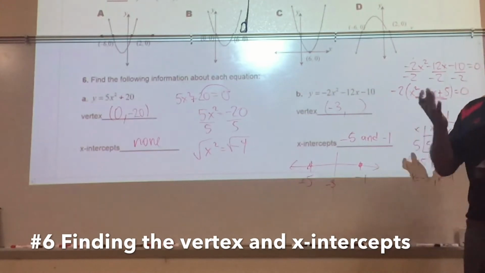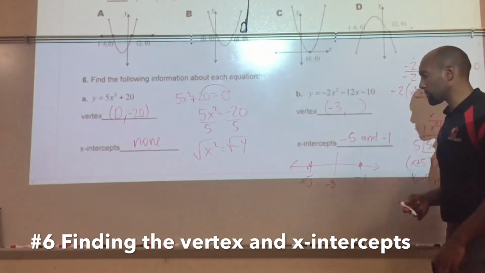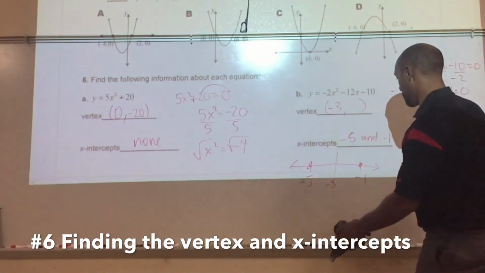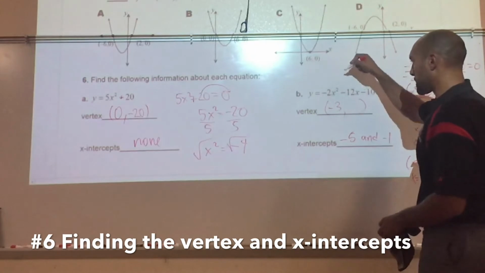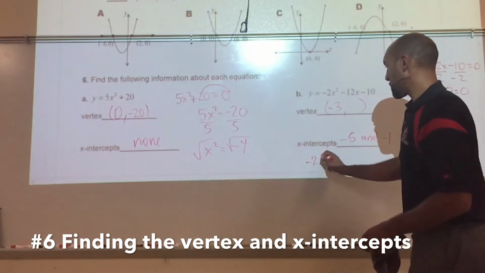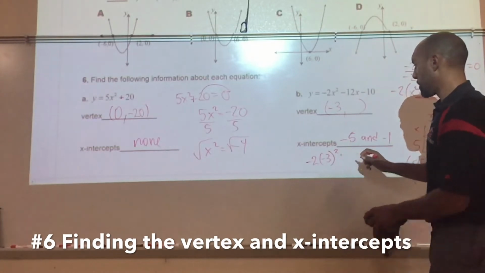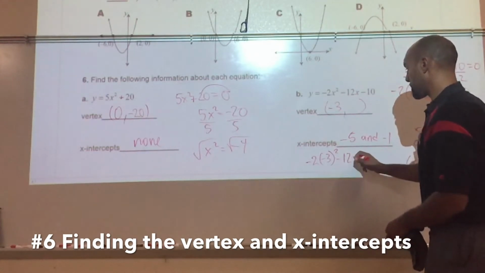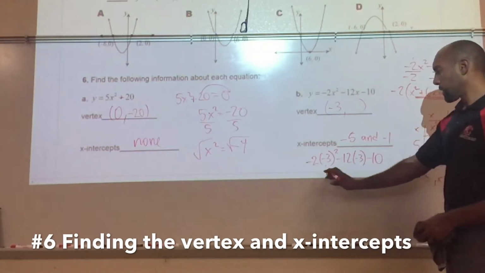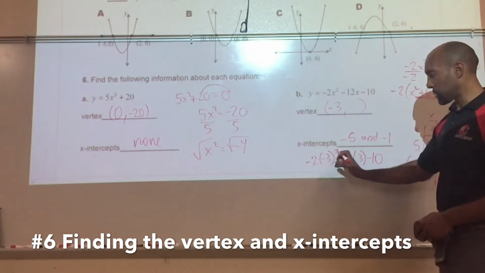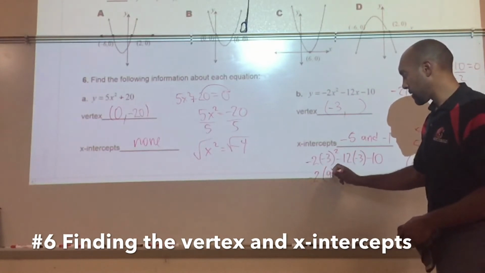But in order to find the y coordinate, we're going to have to go back to the equation and plug it in. So now, erase this. I'm going to plug the negative 3 into this equation. So negative 2 times negative 3 squared minus 12x times negative 3 minus 10. Remember PEMDAS, first do exponents. Negative 3 squared is 9.